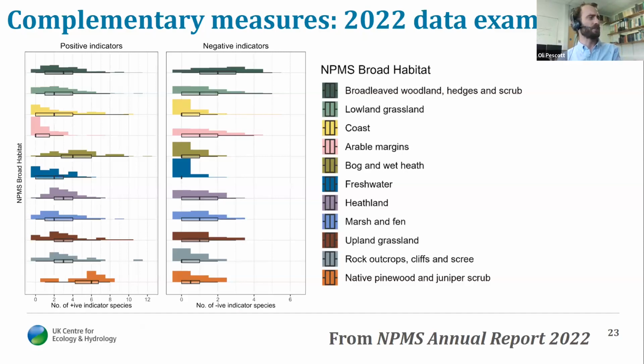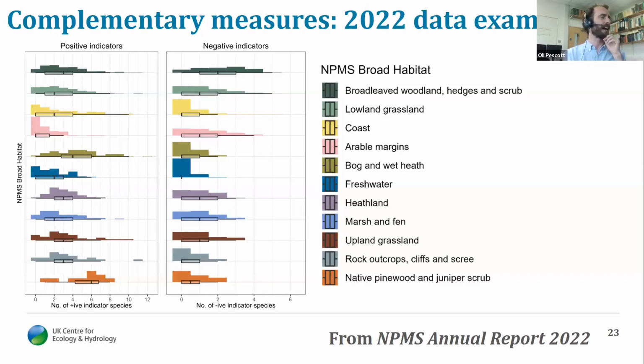And this was another way that we just put in the annual report. This is looking at just counts of positive and negative indicators across broad habitats per plot, and the distribution of those just for that year's data. We've got the positive indicator species on the left and the negative indicators on the right. You have to take into account that the x-axes are different scales to compare these. You'll see that the indicator species plot on the right has a much shorter scale. The maximum there is only up to 6 species, whereas on the left it's up to 12.